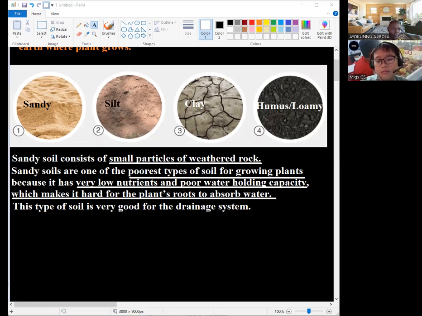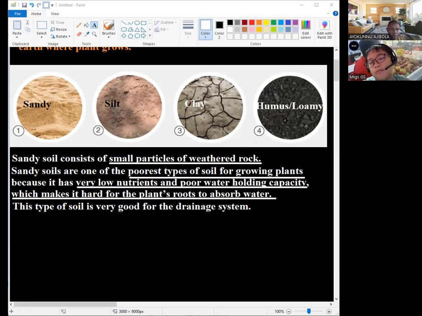The next thing is the silt. Silt has much smaller particles when compared to sandy soil. It's made up of rock and other mineral particles which are smaller than sand and larger than clay. So we can talk about silt in that way.